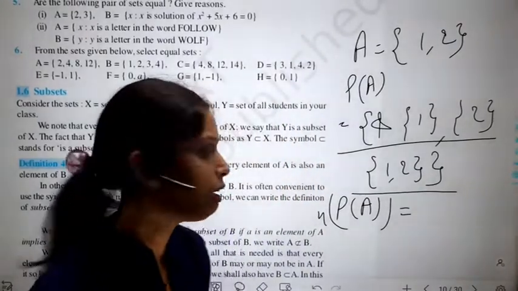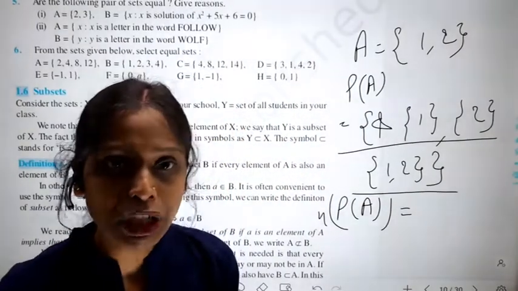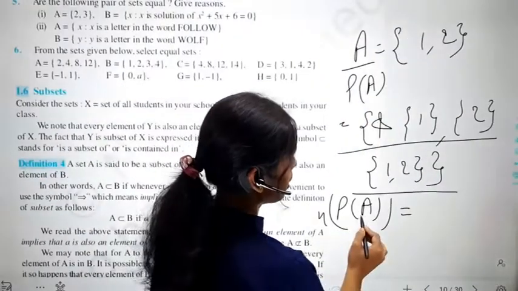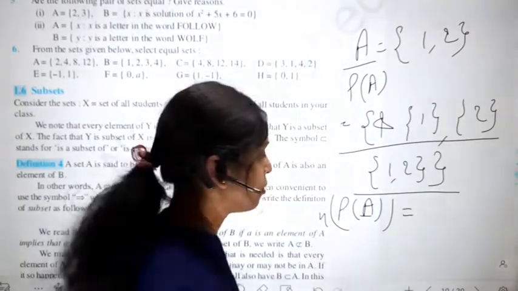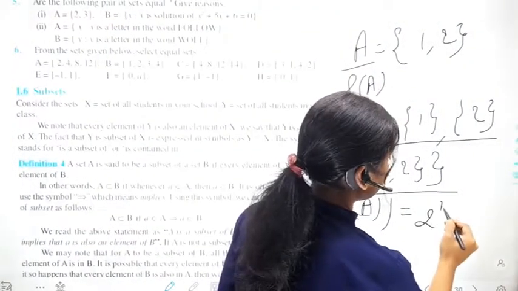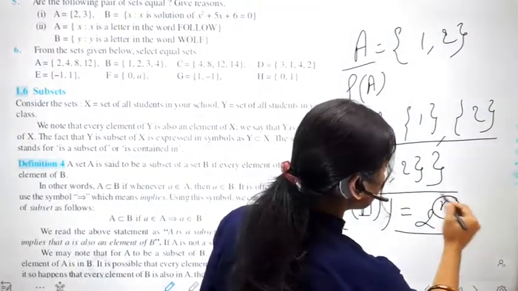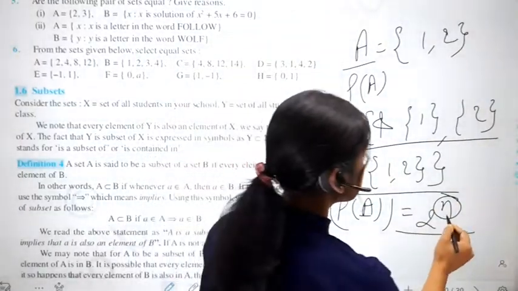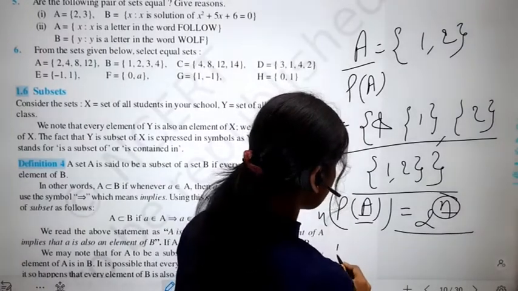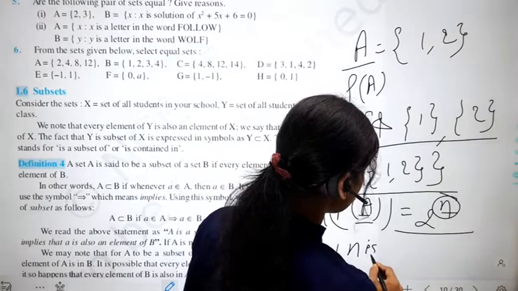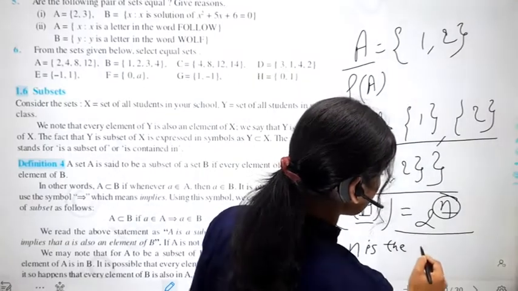Then it is very clear here. Then how much element you have in a set A? If 2n means we will put here n. N is what? N is the element of n. Whereas n is the element of.